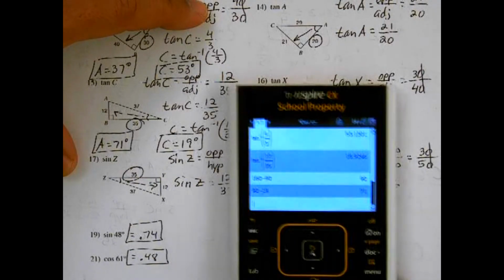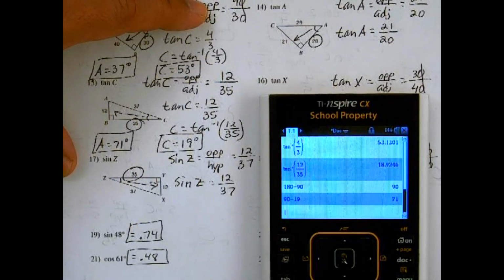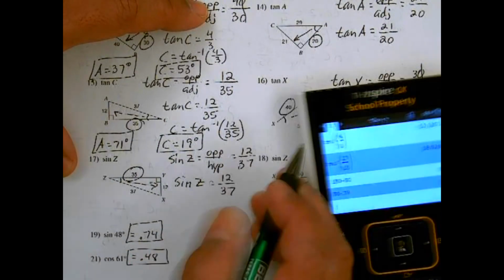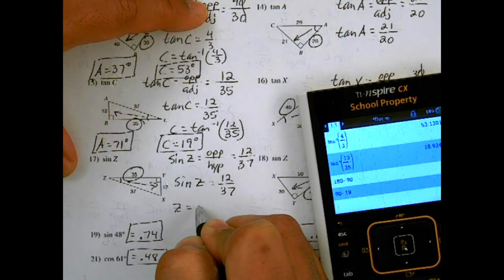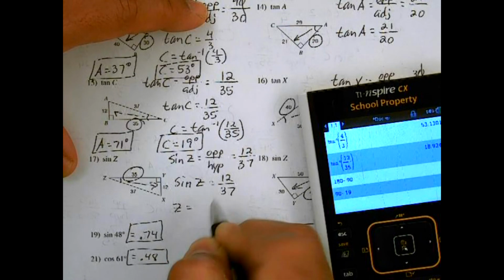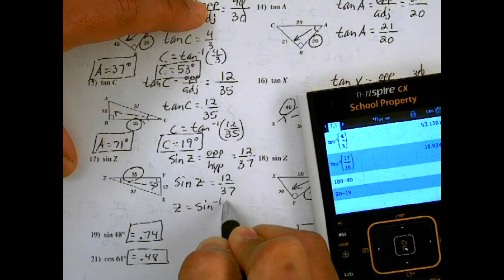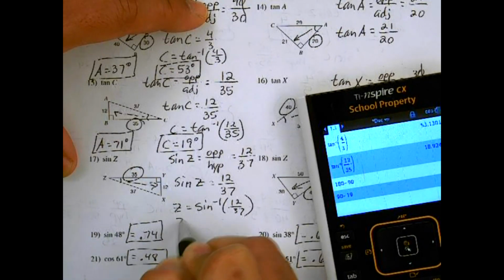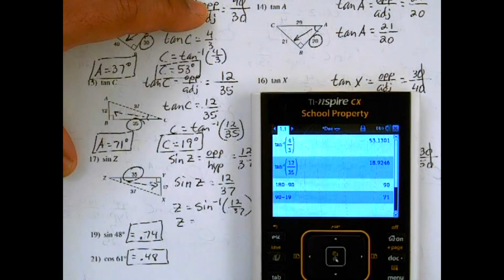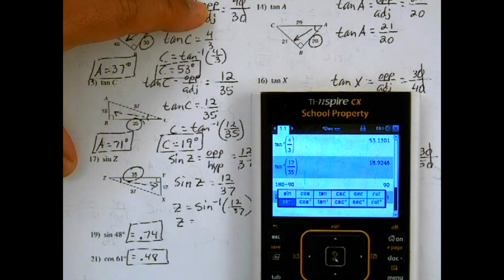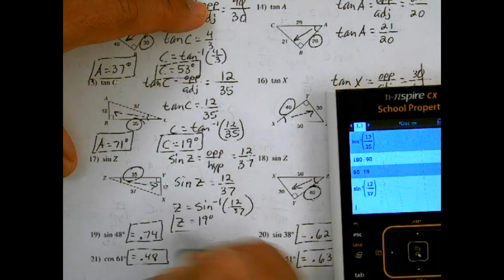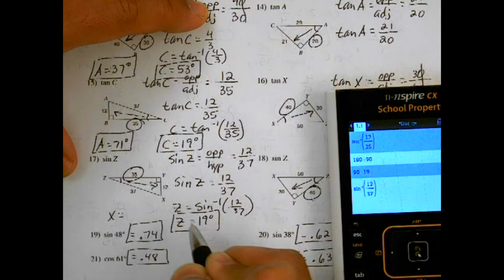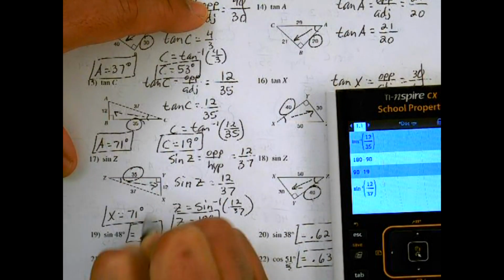Okay, number 17 is sine Z is equal to 12/37. What is the angle Z going to be equal to? Give me the pattern before you answer. The inverse of sine, 12/37. And I'll put it in the calculator. They've already called out the answer, but here we go. Trig, inverse sine, 12 divided by 37. Give me your answer again. 19 degrees. So we're missing X, and we just did that one, so it's going to be 71 degrees.